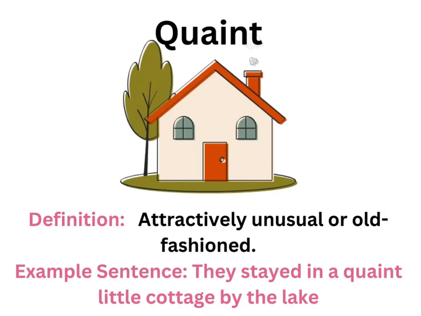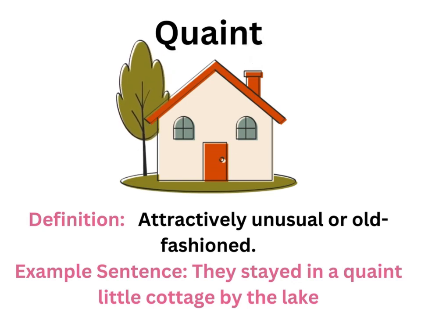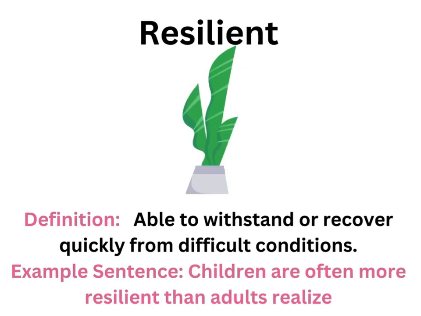Word: quaint. Definition: attractively unusual or old-fashioned. Example sentence: they stayed in a quaint little cottage by the lake. Word: resilient. Definition: able to withstand or recover quickly from difficult conditions. Example sentence: children are often more resilient than adults realize.